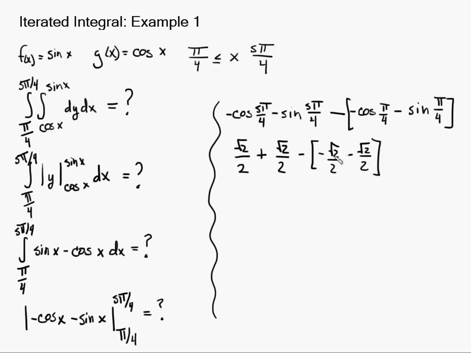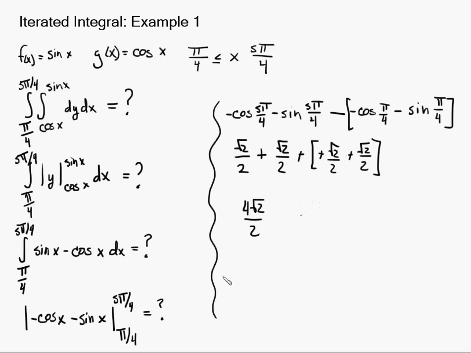Then I evaluate my signs, and I'm going to just change them all to distribute my negative sign through. Count them up. I have 4 square root 2 over 2, or 2 square root of 2. I'm going to rewrite that.